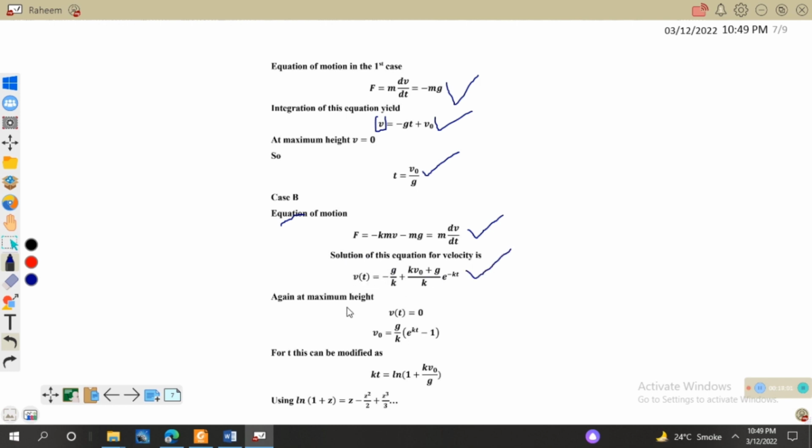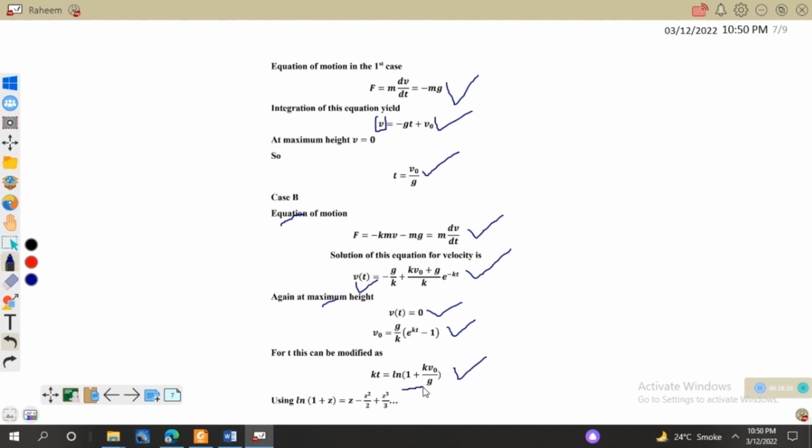Again we are seeking the maximum height, so at maximum height the velocity will become 0. So we will put the velocity expression equal to 0, and this will give us v naught is equal to g over k times (exponential of kt minus 1). If we manipulate this equation further for t, taking the log on both sides and solving, then kt will become log of 1 plus k v naught over g.